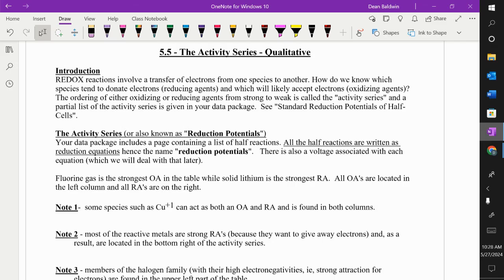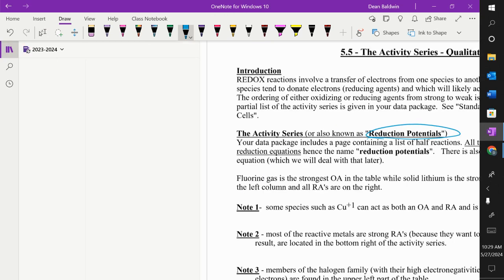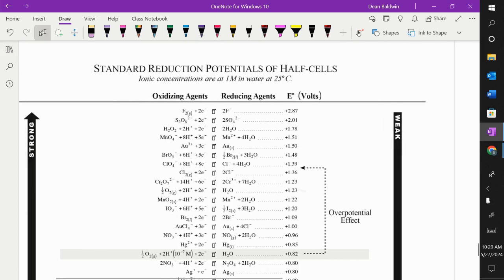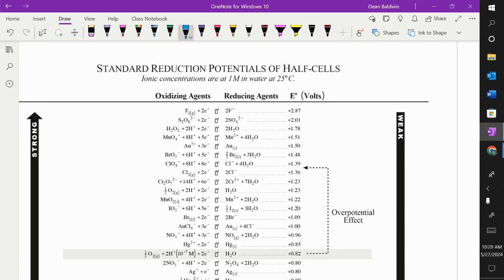First, the activity series, just because it'll allow us to generate equations. So we're going to look at the table in the back of the book, which has reduction potentials. In your data booklet at the back, we've got reduction potentials of half cells. We're not going to worry about the volts here. We'll talk about that later.